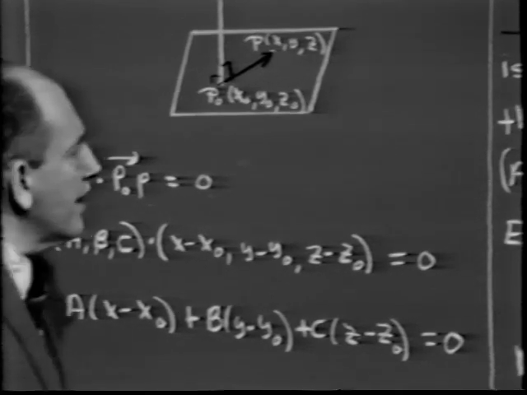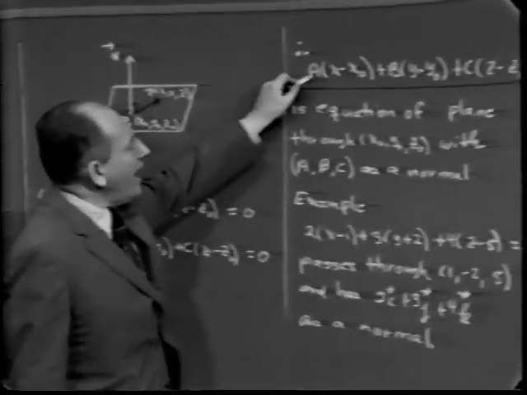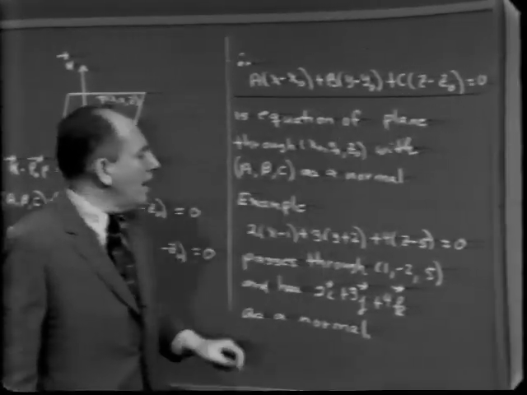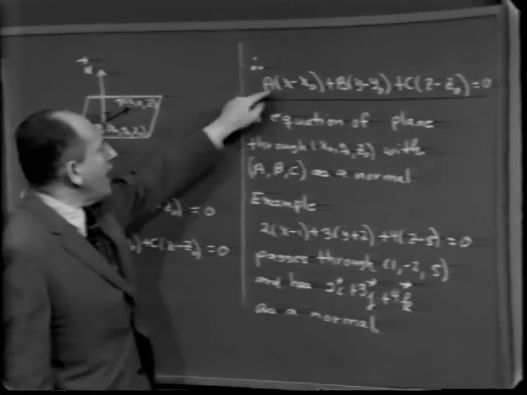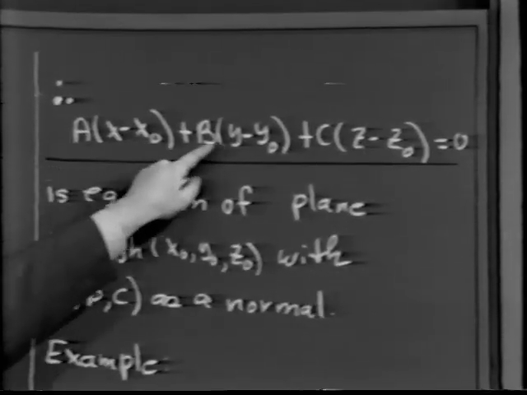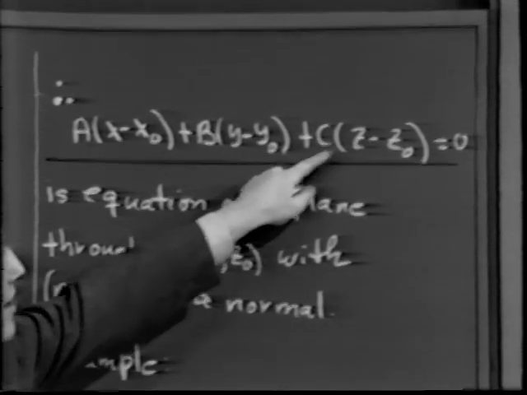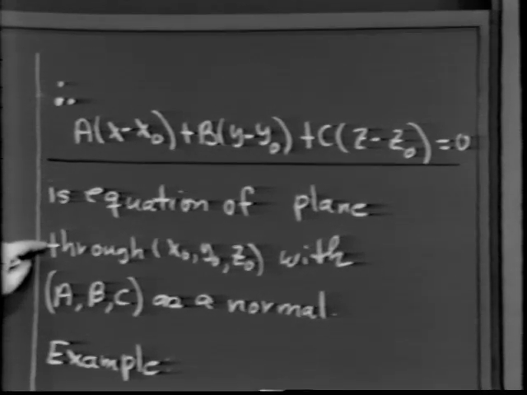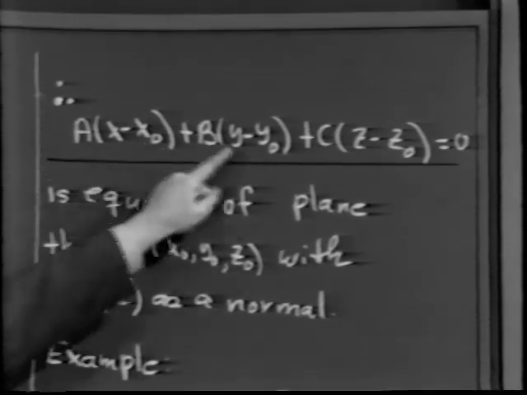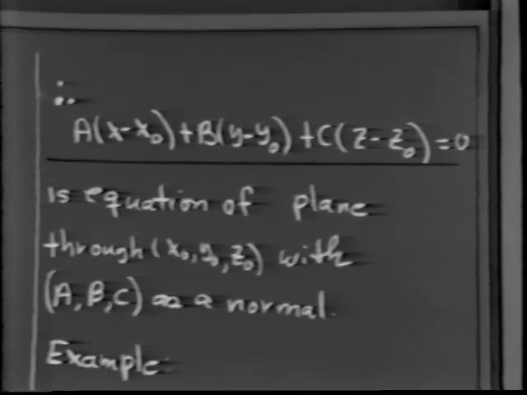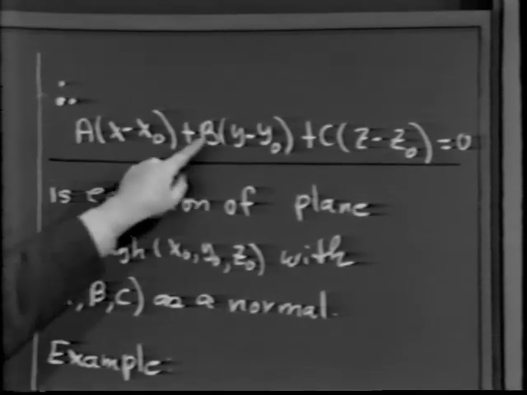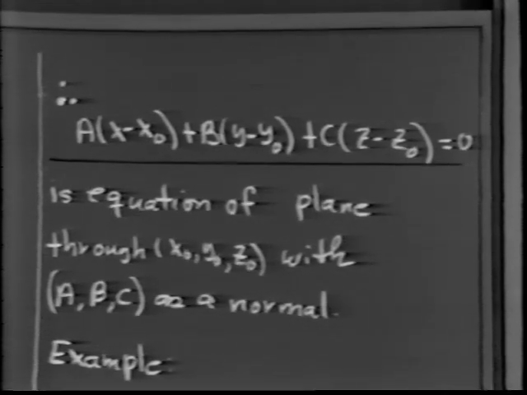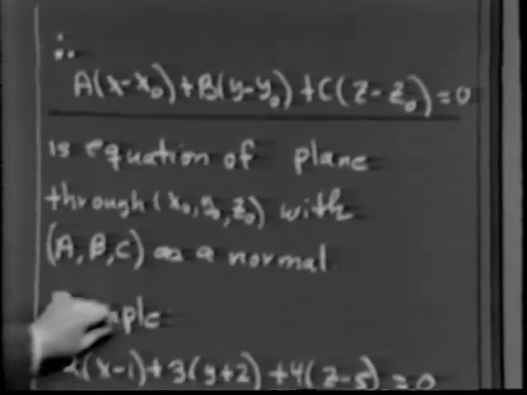Another way of saying that is what? If A, B, C, x0, y0, and z0 are given constants, then A times (x minus x0) plus B times (y minus y0) plus C times (z minus z0) equals 0 is the equation of the plane which passes through the point x0, y0, z0, and which has the vector Ai plus Bj plus Ck as its normal vector. And perhaps the easiest way to illustrate this is, again, by means of an example.